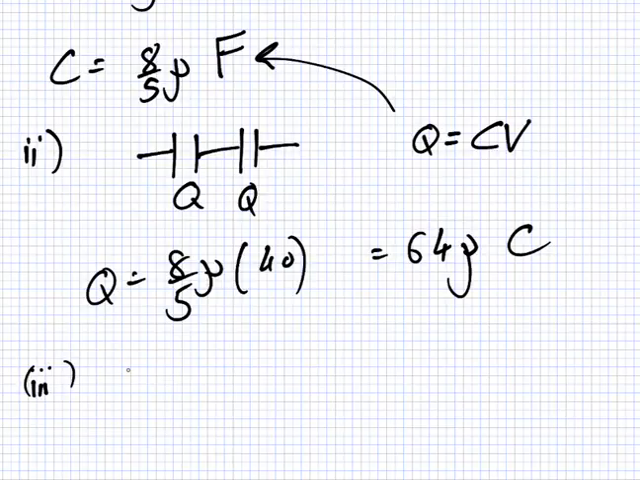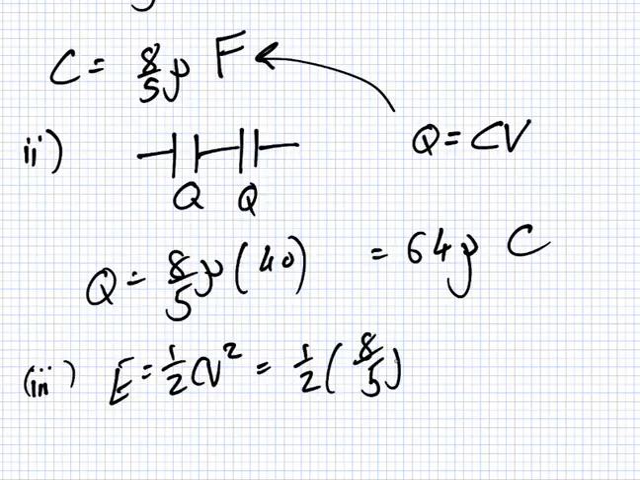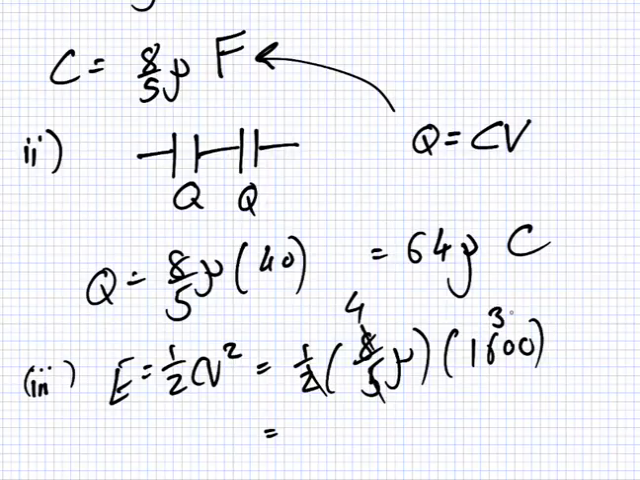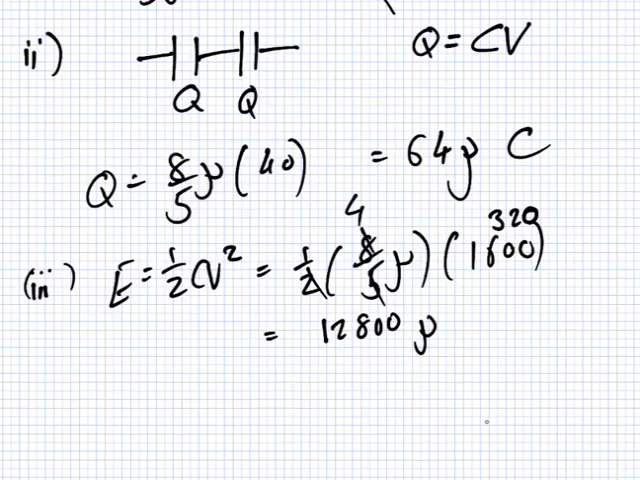What is the total energy? A half CV squared, which is a half 8 over 5 micro times 1600. Which is, let's see, I'll do it the slow way. 5 goes into 16, 3 times with 1 left over, yeah. And then you have 4 times 64, 12800 micro. Which is 0.0128 joules.